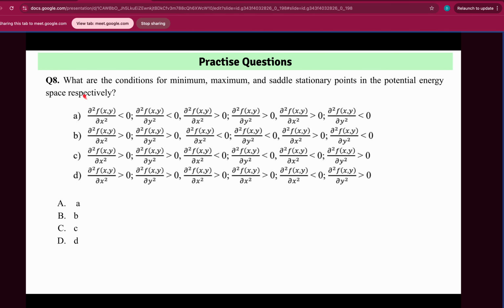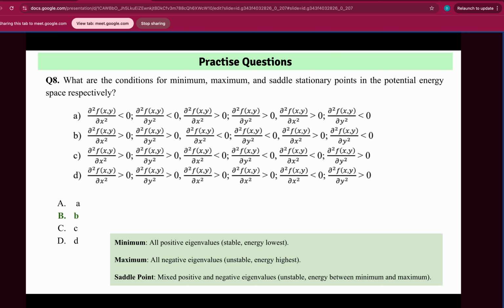Okay, so now the next question is, what are the conditions for minimum, maximum and saddle stationary points in the potential energy space respectively? These are some of the equations. You have to tell which one is the minimum condition, which one is the maximum, and which one is the saddle stationary point. This tells you about the derivation with respect to potential energy. Okay, it might sound a little mathematical, so let's see the right answer.